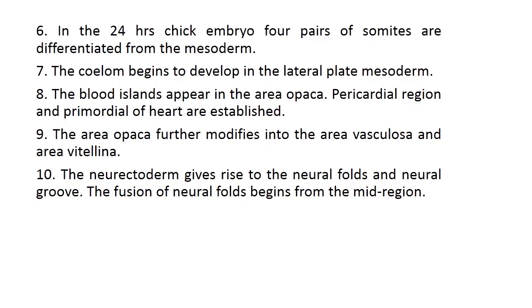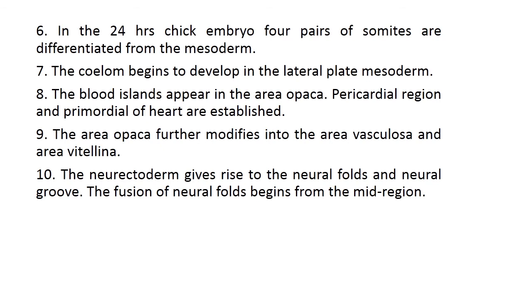In the 24-hour chick embryo, 4 pairs of somites are differentiated from the mesoderm. The coelom begins to develop in the lateral plate mesoderm. The blood islands appear in the area opaca. Pericardial region and primordia of heart are established. The area opaca further modifies into the area vasculosa and area vitellina.